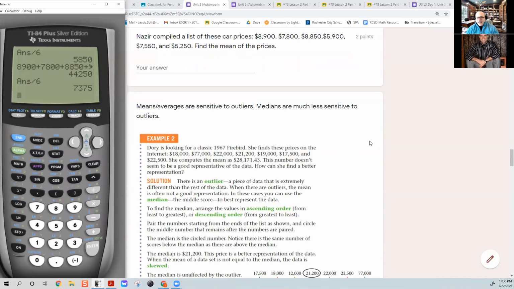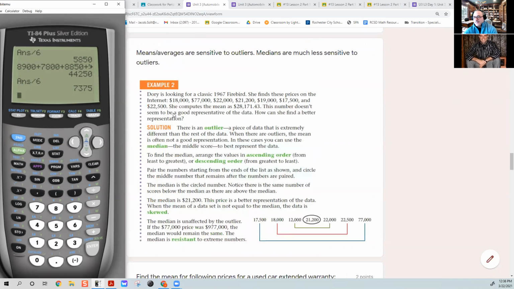So this is kind of an important concept. I'll talk about this more than once. This idea that the mean or the average is sensitive to outliers. Sensitive means the mean is affected a lot by outliers, right? Outliers throw the mean off by a lot. Medians are resistant to outliers. They're much less sensitive to outliers. So let me show you kind of what's going on here.